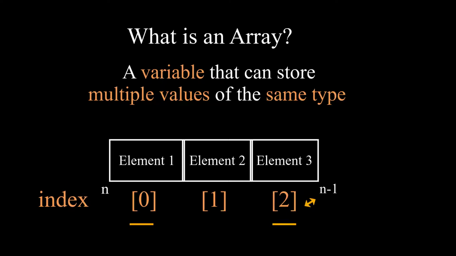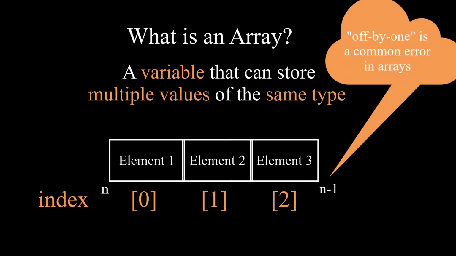What this n-1 means is that if I have an array of 3 elements, my first element will be saved in index 0. My second element will be saved in index 1, and my third and last element will be saved in index 2, which means that my third element is in index 2, and that's where n-1 comes from. Please note that off-by-1 error is a common error when it comes to arrays, and we need to pay extra attention, especially when using loops when reading and writing from and to an array.